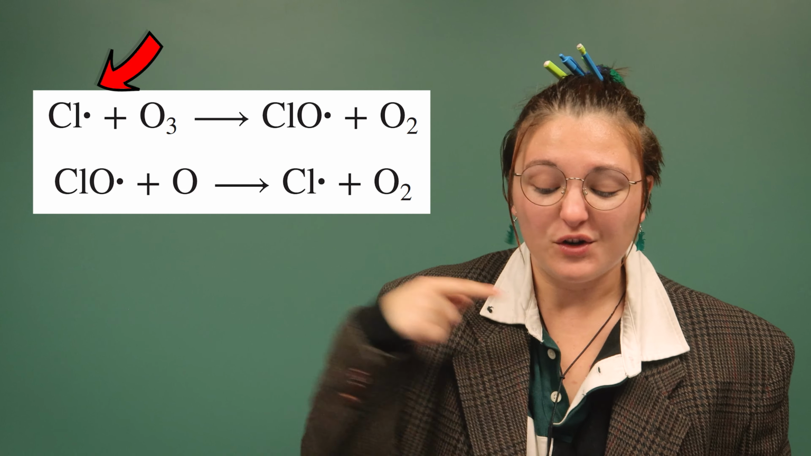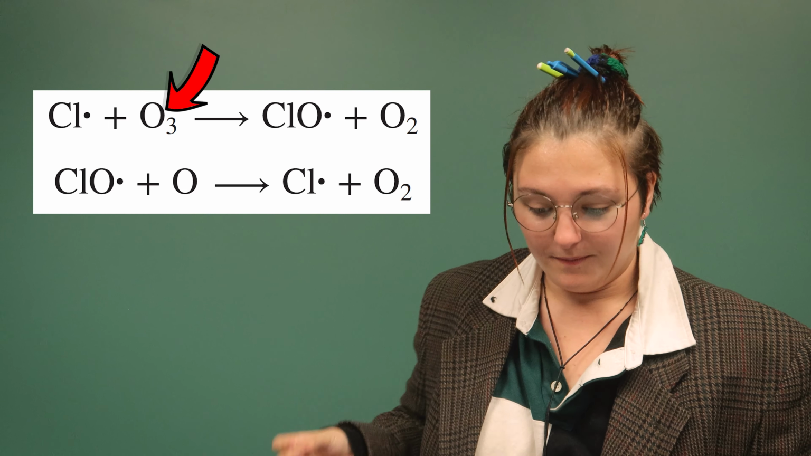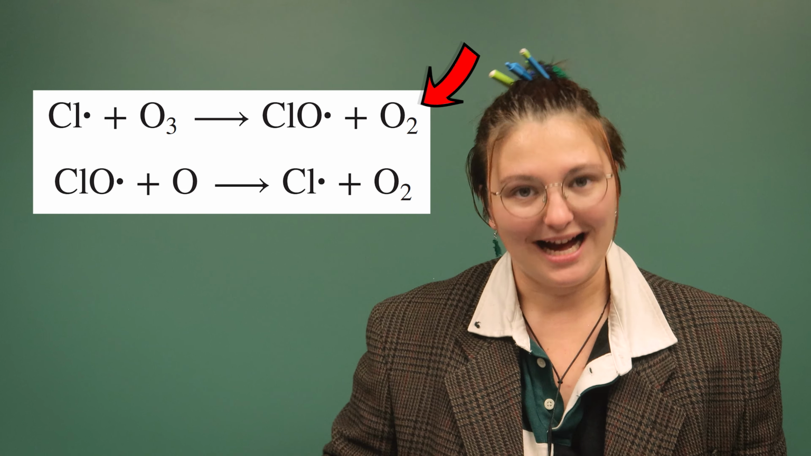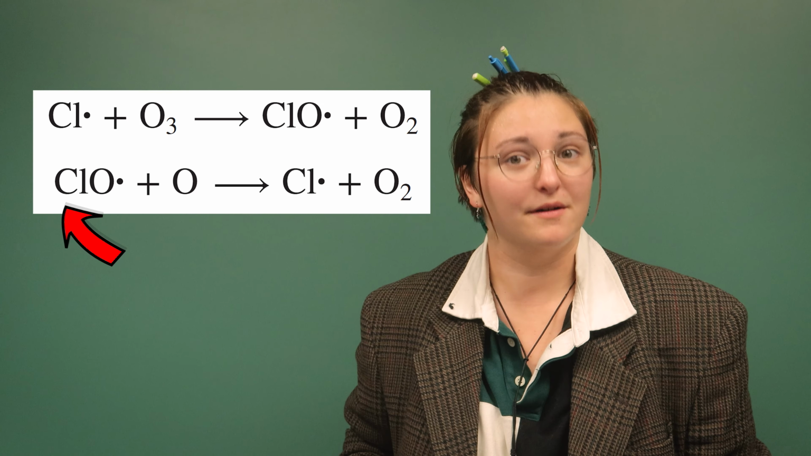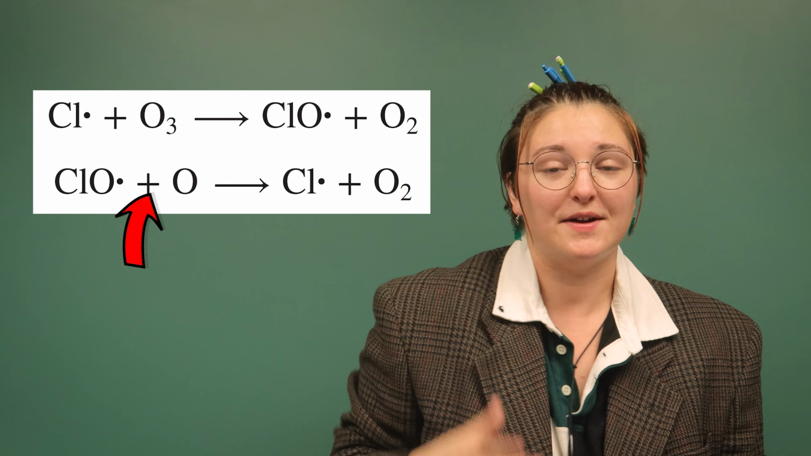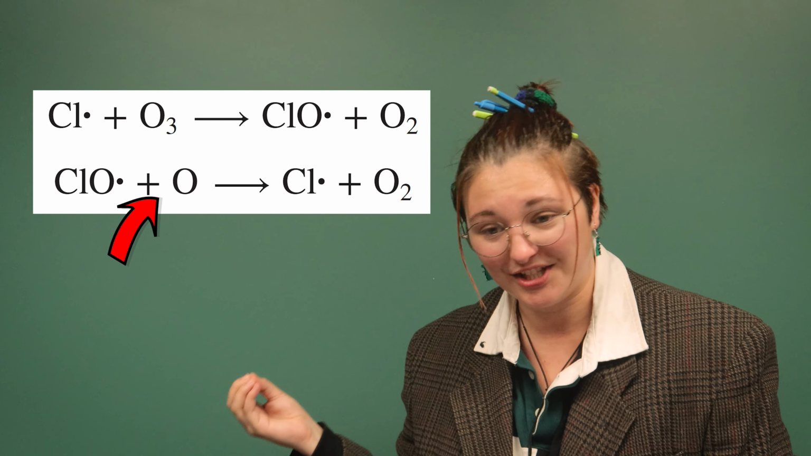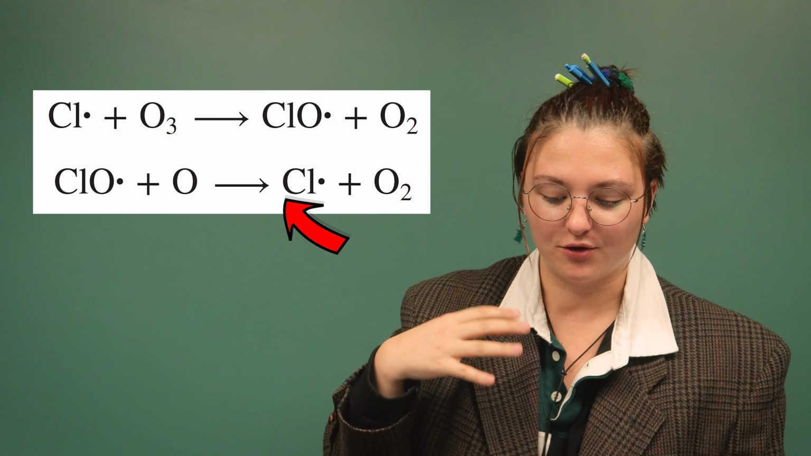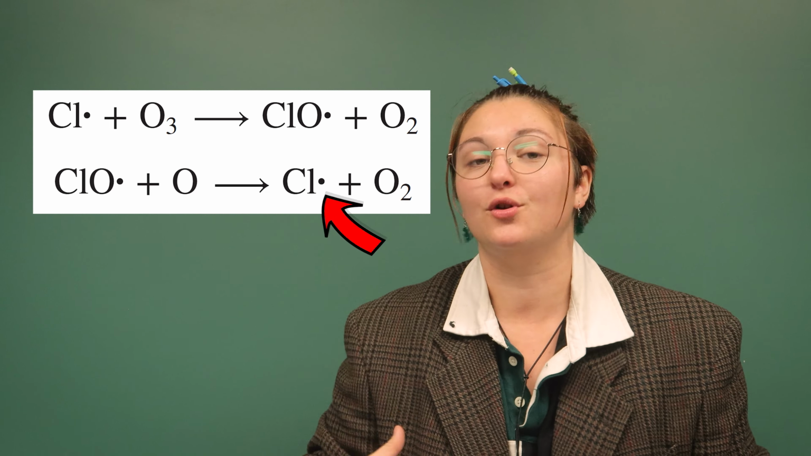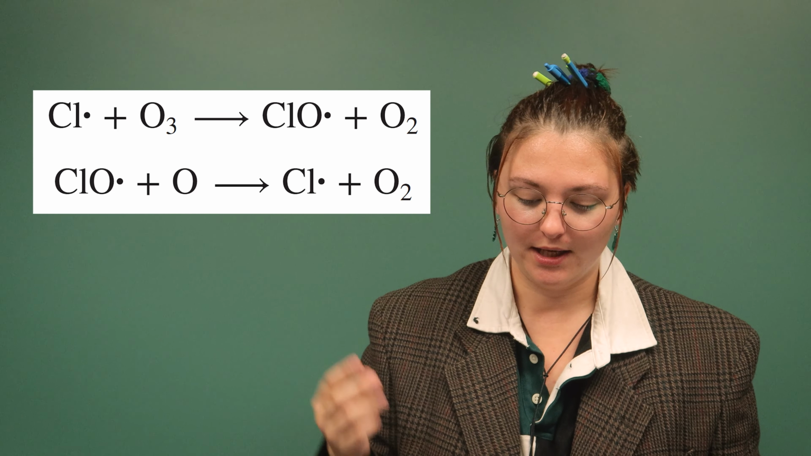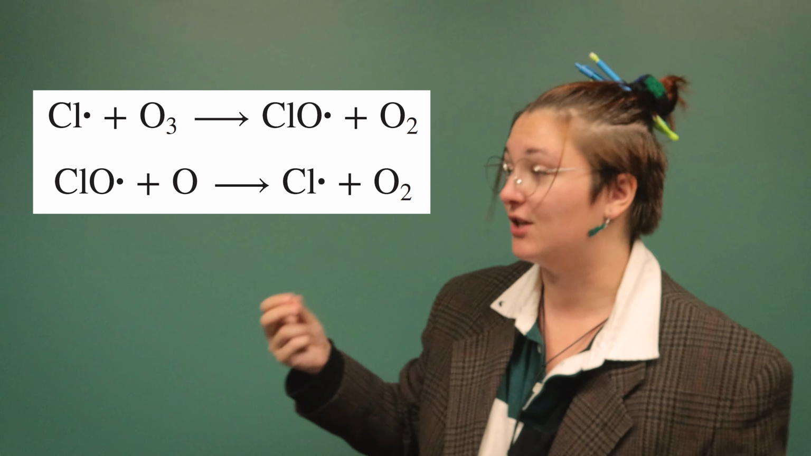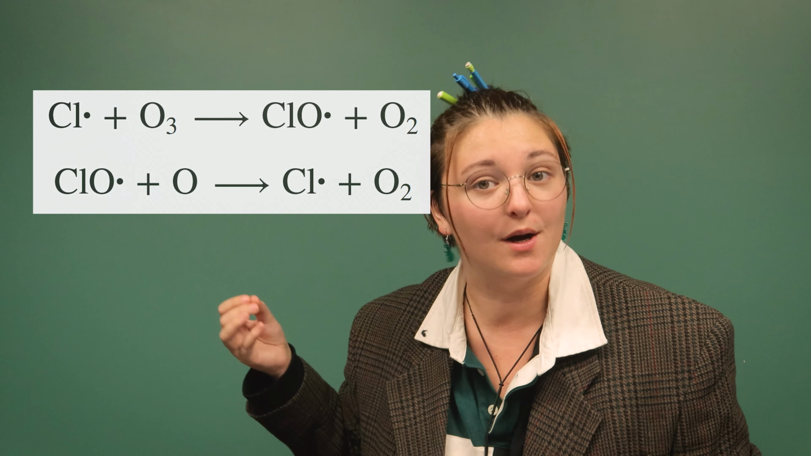When that chlorine free radical meets the ozone molecule, it creates chlorine monoxide and oxygen. As you can see, chlorine monoxide is also a free radical. Afterwards, when that chlorine monoxide meets atomic oxygen, they react with one another by creating oxygen and another chlorine free radical. This chlorine is never entirely destroyed. It becomes a catalyst that is constantly creating oxygen while destroying ozone.